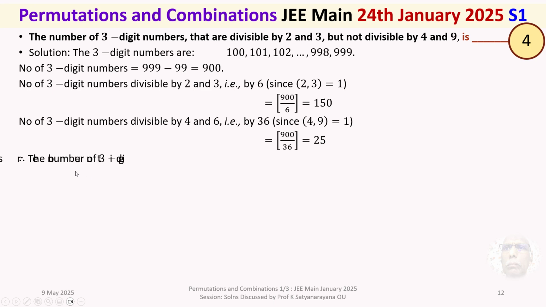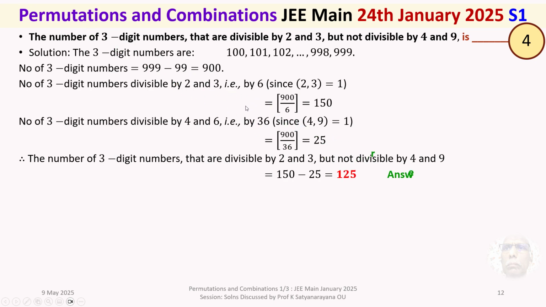Therefore, the number of 3-digit numbers that are divisible by 2 and 3, that is divisible by 6, but not divisible by 4 and 9, is 150 minus 25, that is 125.